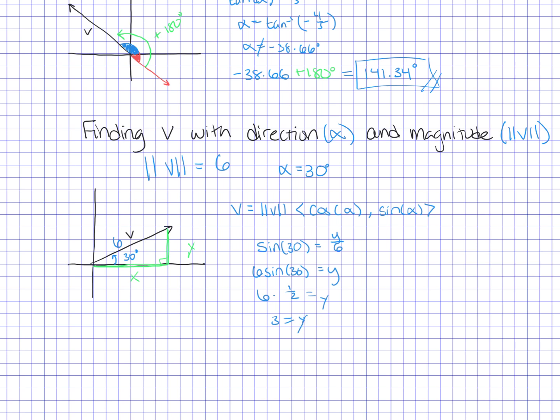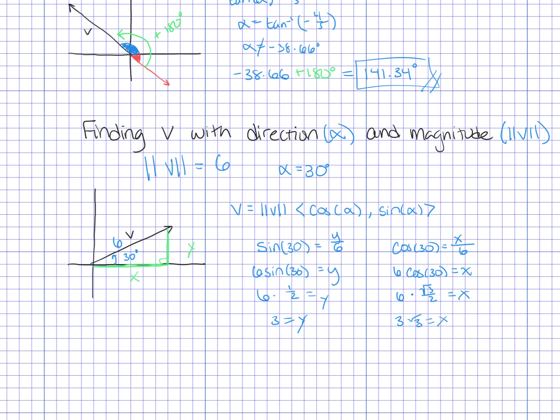Now for the x value, same type of deal. It'd be cosine of 30 is equal to our adjacent side of x over our hypotenuse of 6. So to get x by itself, we're going to multiply both sides by 6 and solve from here. Now again, from our unit circle, we know that cosine of 30 degrees is the square root of 3 over 2. Try to keep this as exact as possible since this is a value that we actually know. So this, once we simplify here, is actually going to be 3 times the square root of 3.